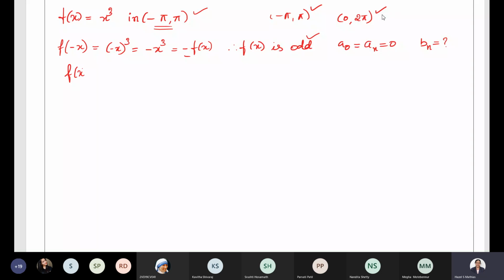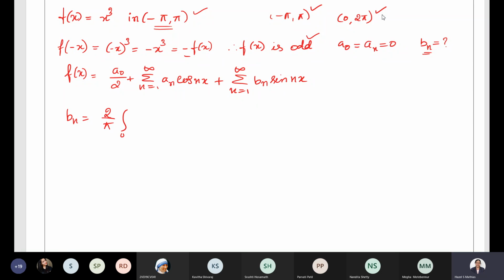First, let us write down the Fourier series expansion. It is a0 by 2 plus summation n equal to 1 to infinity an cos nx plus summation n equal to 1 to infinity bn sin nx. A0 and an are 0, so we need to find only bn. So how do we find bn? bn is given by the formula 2 by pi integral 0 to pi f of x sin nx dx. This is the formula in order to find the value of bn.